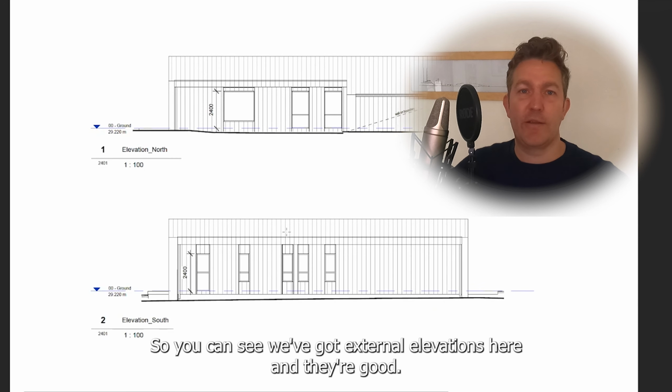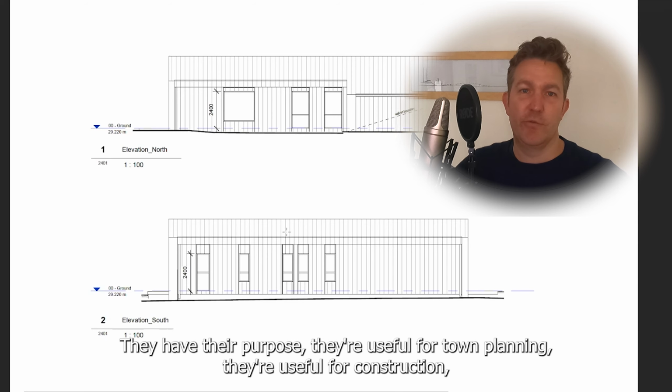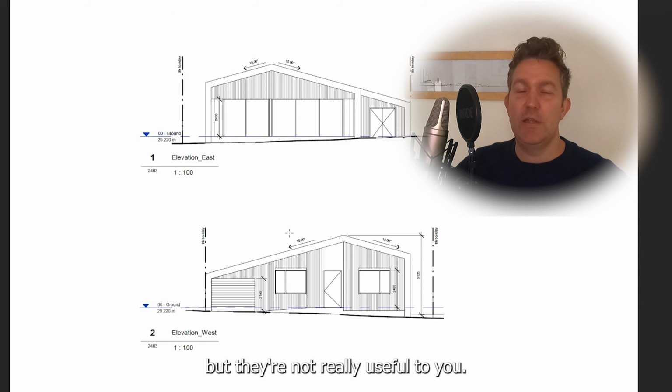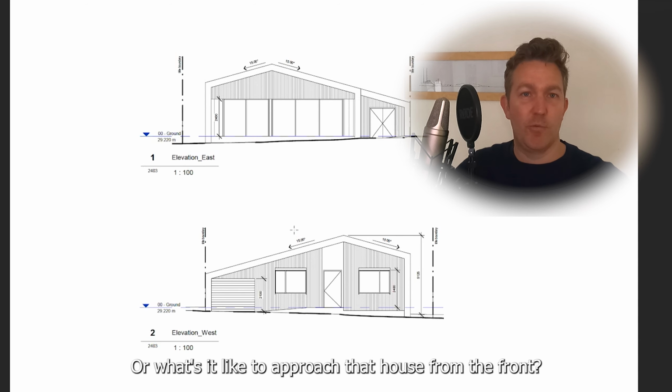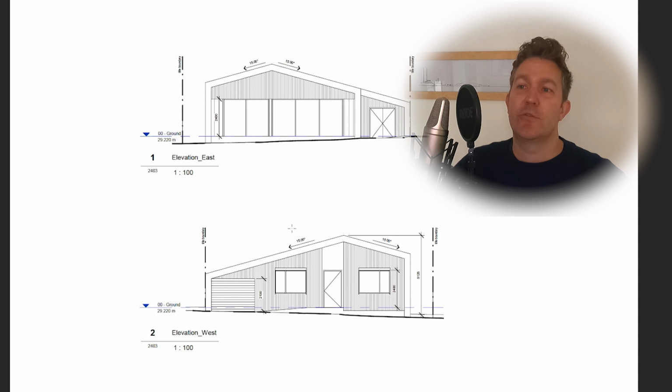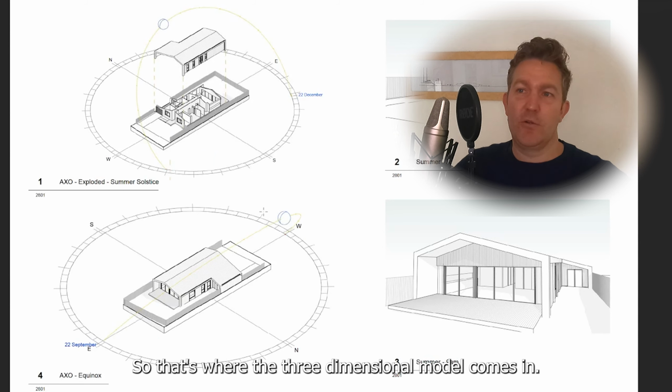You can see we've got external elevations here and they're good. They have their purpose. They're useful for town planning. They're useful for construction. But they're not really useful to you if you want to see what it's like to be in that garden looking back at that house, or what it's like to approach that house from the front. So that's where the 3-dimensional model comes in.